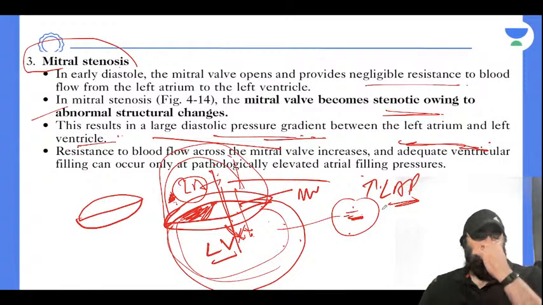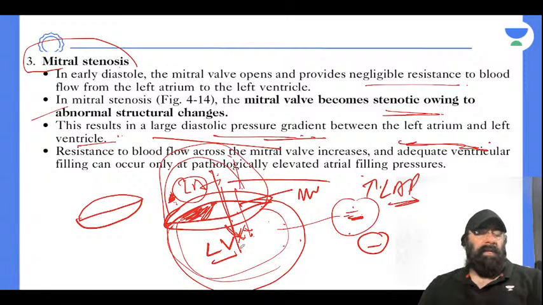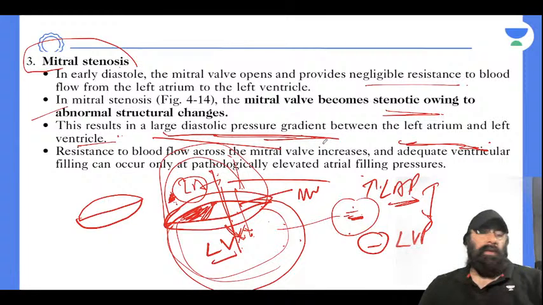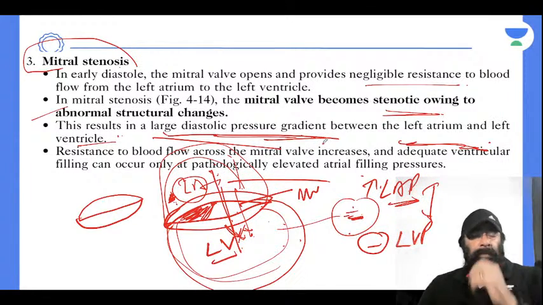Because of the increased left atrial pressure, and because less blood is coming into the ventricle, there will be negative left ventricular pressure. So there will be an increased gap here, which we call the gradient. Okay? So this is how the large diastolic pressure gradient arises.